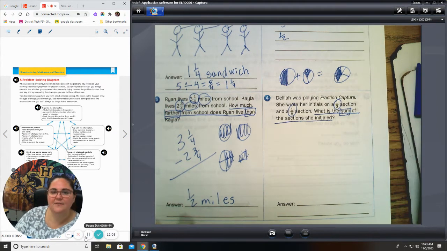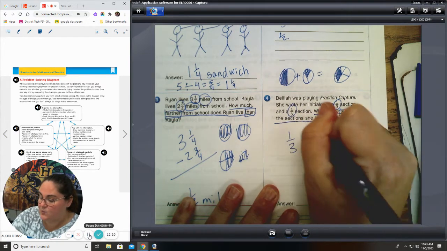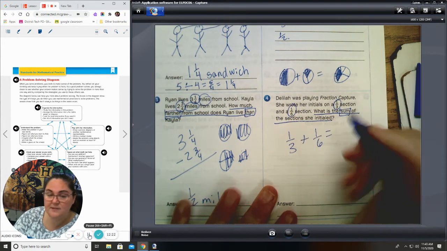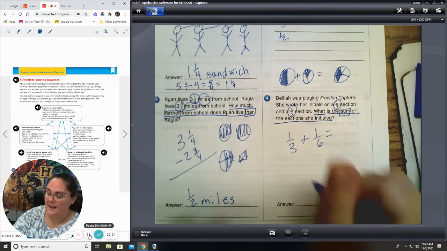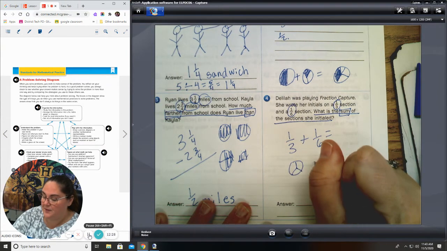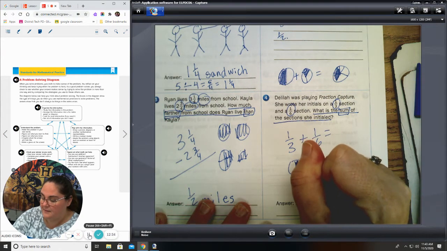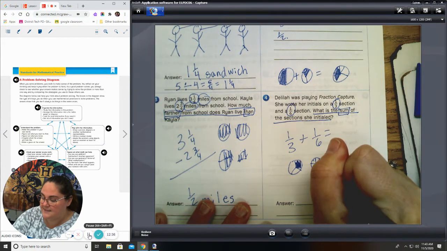Evaluate how to solve. I know that sum means I'm going to what? What do I do when I see the word sum? If I see sum, that means I'm going to add. So we're going to do 1/3 plus 1/6 equals what? All right, I'm going to draw my picture because that's going to help me. There's 1/3. There's 1/6. So 1/3 plus 1/6.